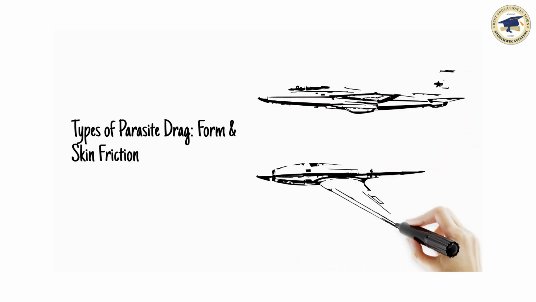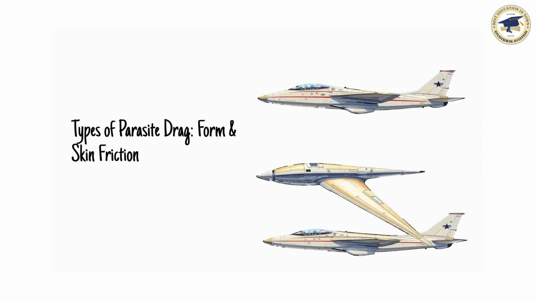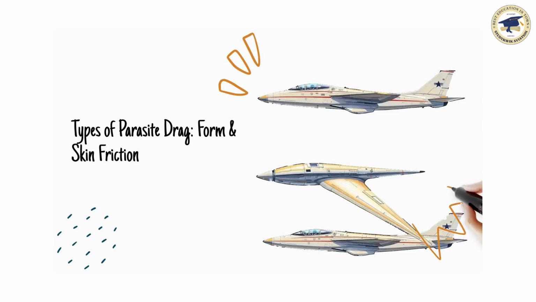Skin friction drag, the microscopic roughness on a surface that causes air molecules to stick and slow down. Smooth, polished surfaces maintain laminar flow, while dirt, ice, or rivet heads disturb airflow and increase drag.